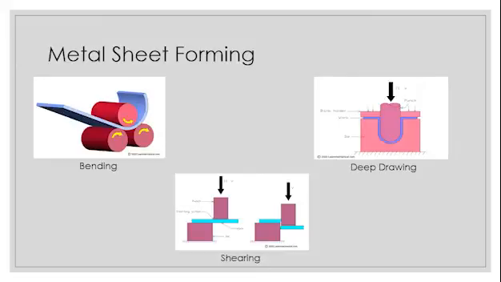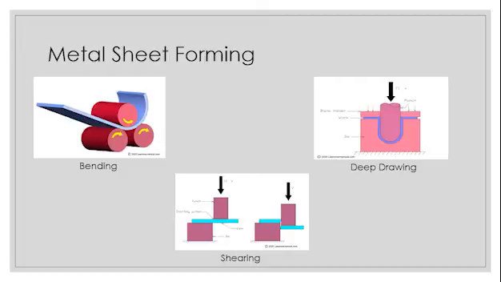Next we come to the metal sheet forming process. Metal sheet forming is classified into bending, deep drawing, and shearing. So the bending process, as the picture suggests, uses three rollers kept in a triangular manner, and the material is passed through the rollers, and there is a bend in the metal. So metals are bent this way.